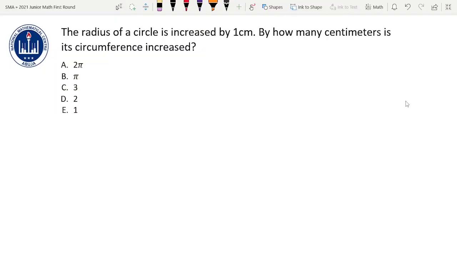In this video, we're going to be solving question 30 of 2021 Junior Mathematics Olympiad first round. So the question goes like this. The radius of a circle is increased by 1 cm. By how many centimeters is its circumference increased?